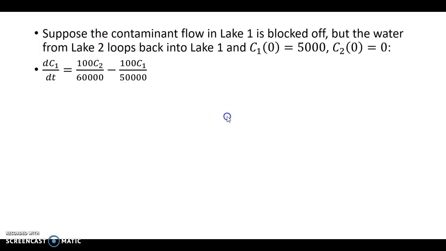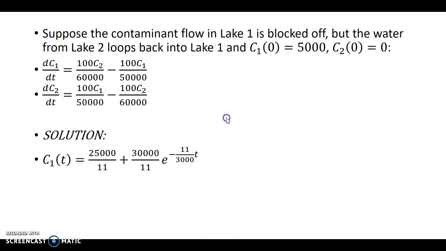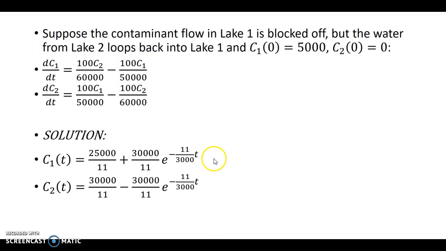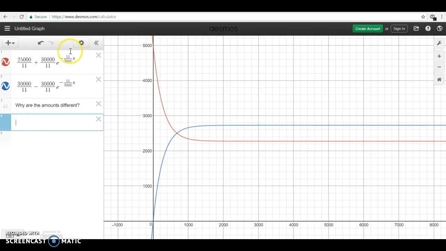So to sum things up, here was our model, and our solution was these two equations right here. So very interesting. Let's go over to Desmos and see what's happening. In Desmos, we graph these two, and we can see that one of them, obviously Lake 1, started with 5,000 grams and progressively started to taper off. In fact, the limit of this as x approaches infinity is 250/11.